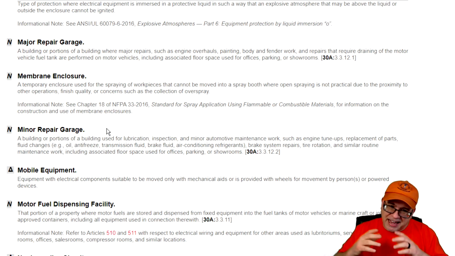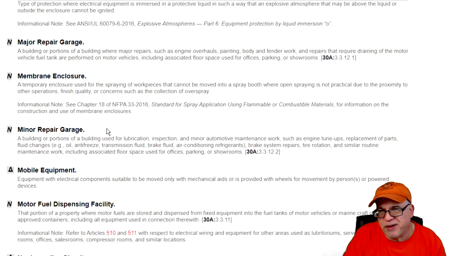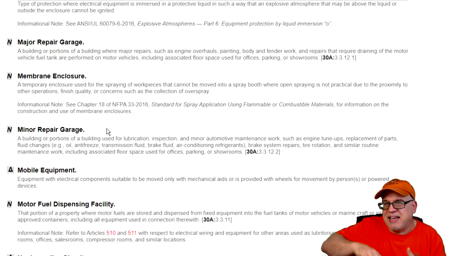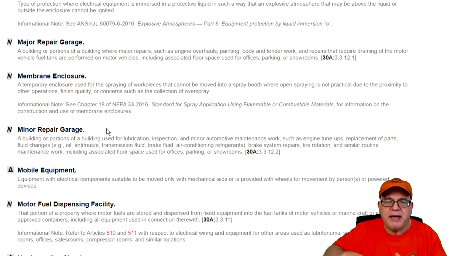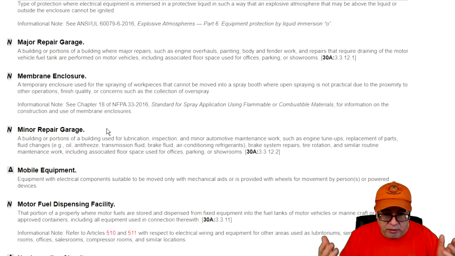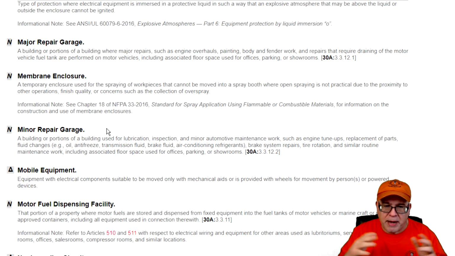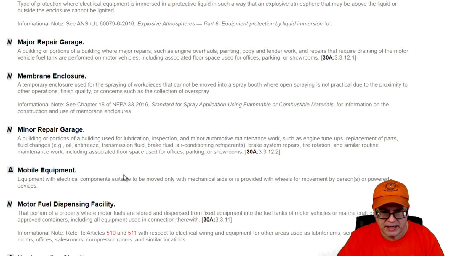Now remember, inside each one of these, you're going to have specific receptacle requirements, let's say for GFCI protection, and it's going to exclude things like the exhibition areas or the showrooms, but they're still part of the minor repair garage or the major repair garage. So if I go down to a Jiffy Lube, that is all considered a minor repair. The actual showroom, the waiting area, or the office areas are still part of the minor repair garage altogether. But that gives you a good definition of the two.